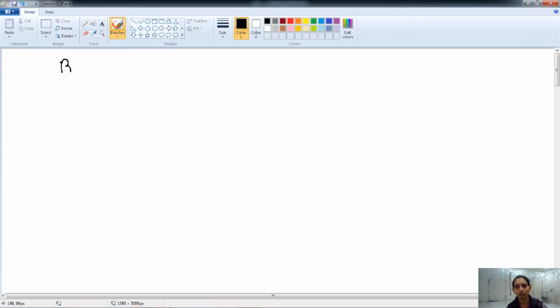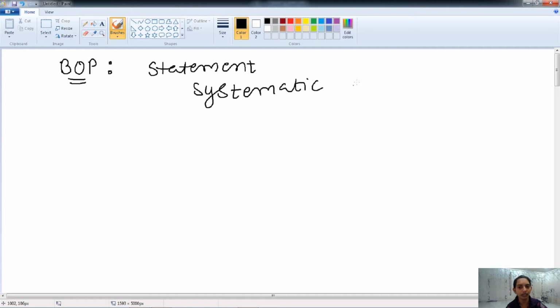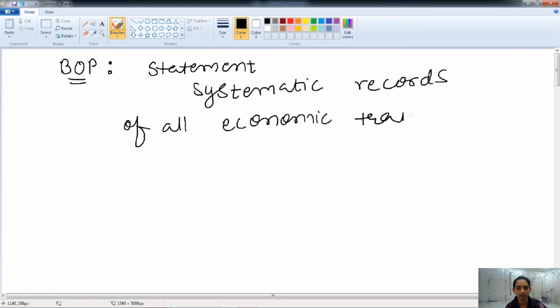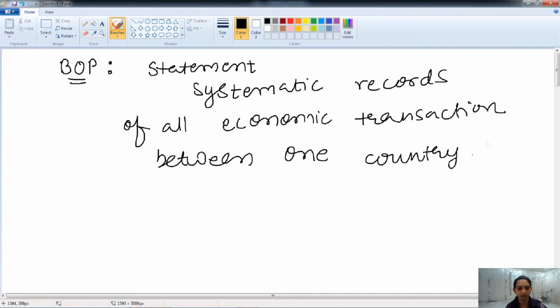First, let's talk about what is BOP. Balance of payment account is commonly known as the BOP. BOP is an abbreviation of balance of payment account. Balance of payment is a statement that shows the systematic records of all economic transactions between one country and the rest of the world.